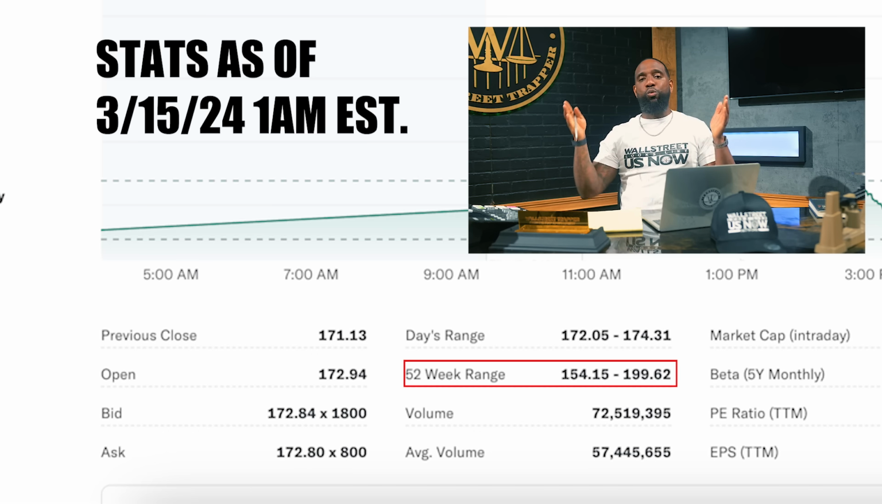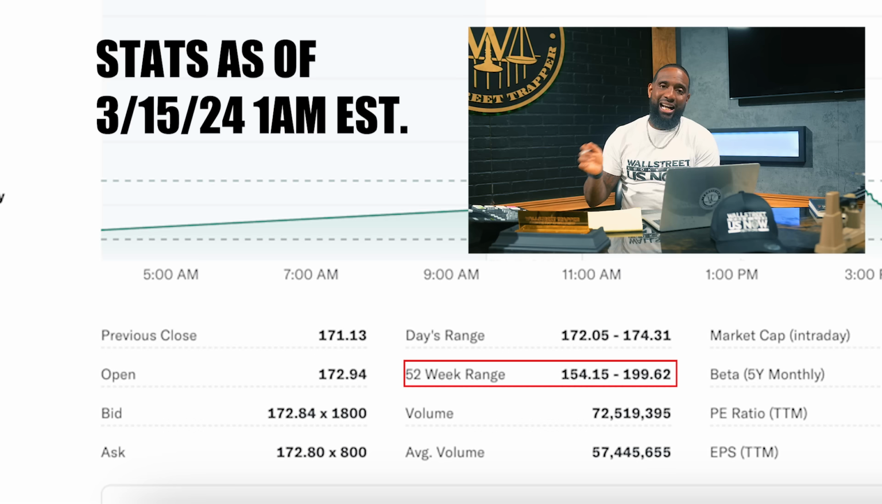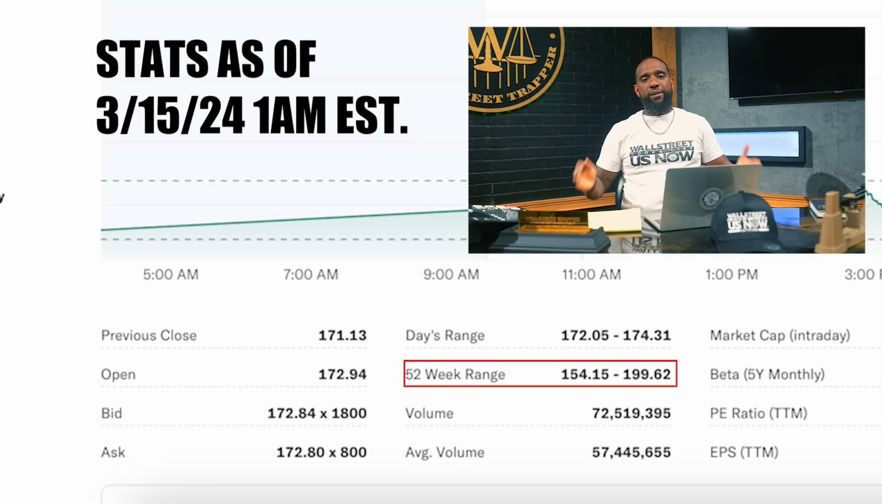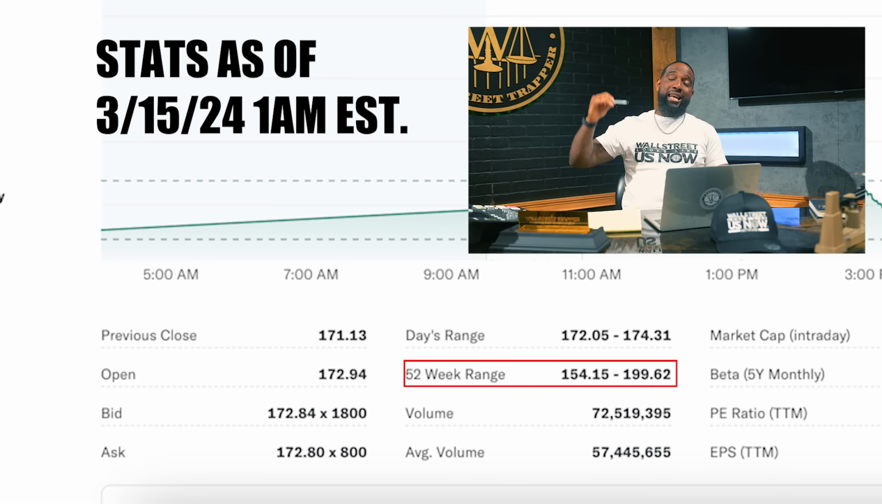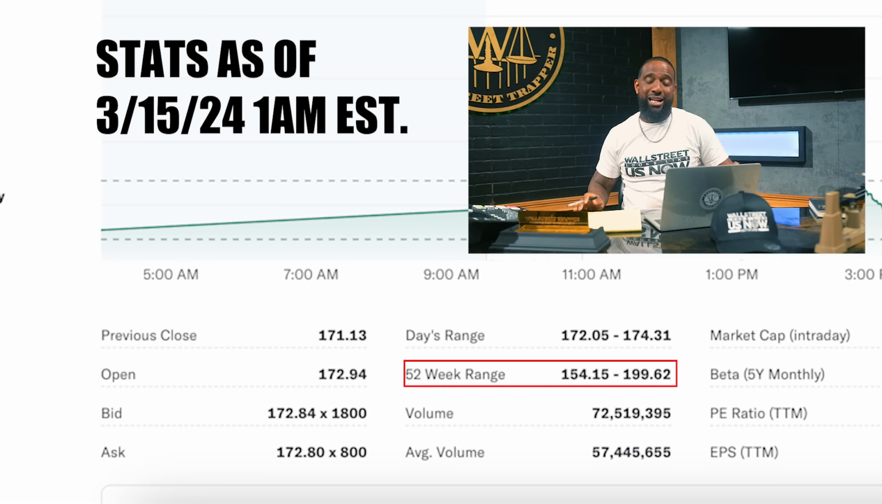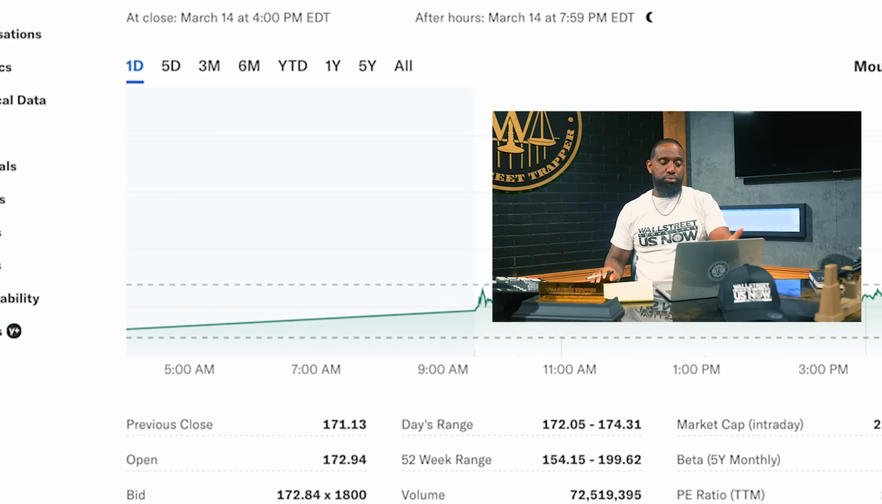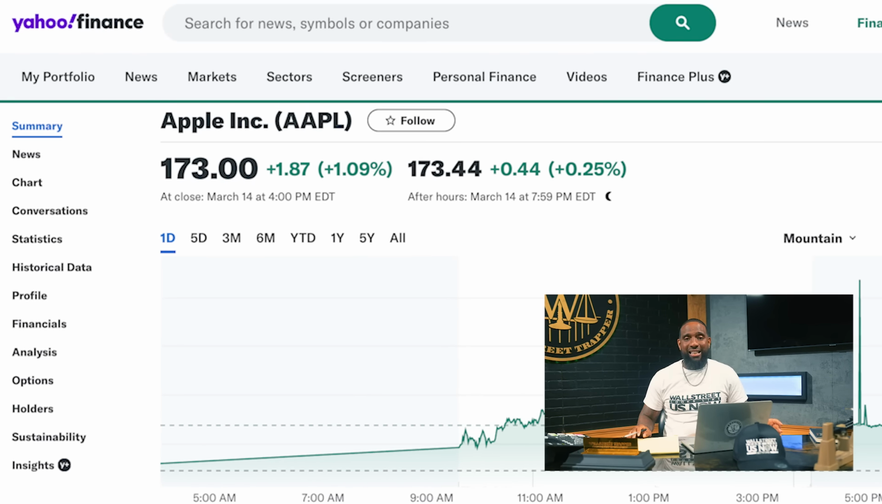In 52 weeks, this is what the stock has traded at its lowest point and at its highest point. If we're looking at this right now with Apple, we see that Apple's 52-week range is 143 to 199. So in the 52-week time frame, at its lowest point it was at 143, and at its peak it was at 199. You can look at the current price at the top. You can see for a fact that it's 181, so it's lower than its highest point in the 52-week range.